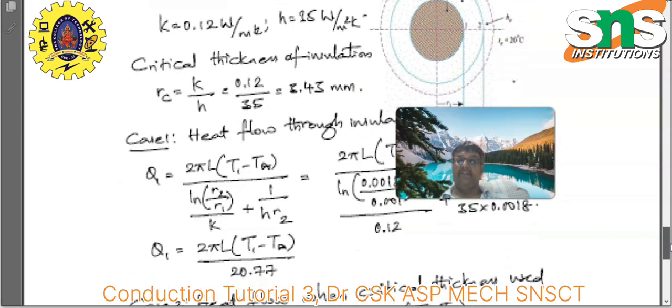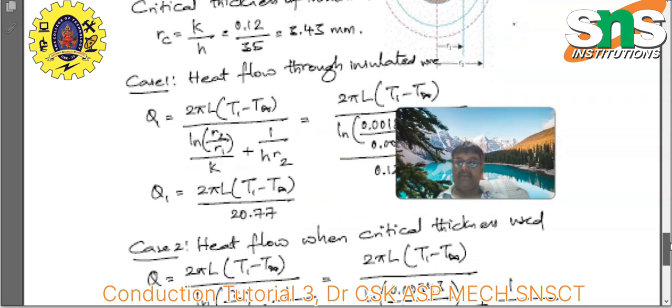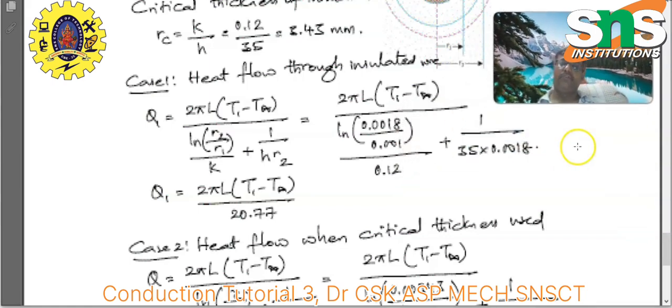So critical thickness, we know that K equal to R into H. So we find out the RC, which is not known. This is 3.43 millimeter. So case 1: they said we have to consider the heat flow through insulation used.